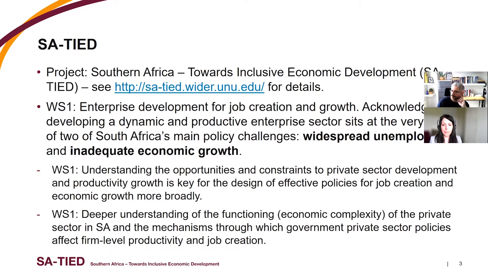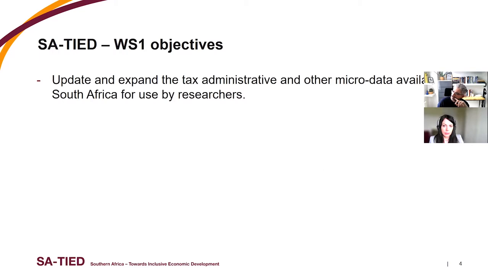So we are basically trying to get a deeper understanding of the functioning of the private sector in South Africa and the mechanisms through which government policies can affect productivity and job creation. So the overall objectives, more specifically, is to update and expand tax administrative data that researchers got access to via SARS, and basically make this available in a consolidated form to researchers.